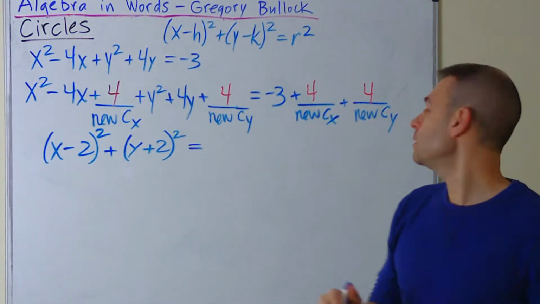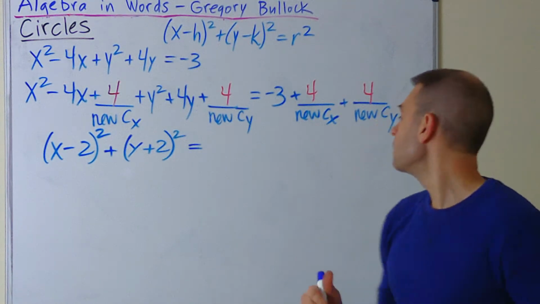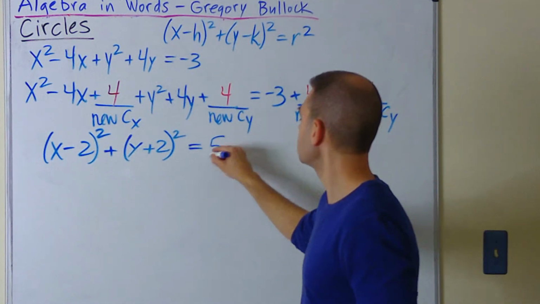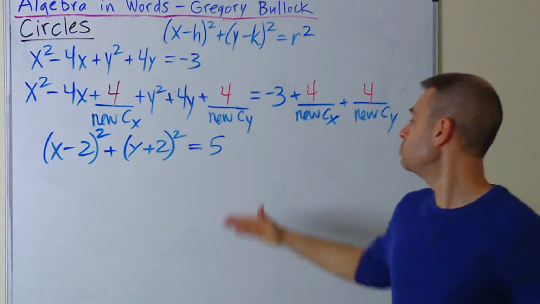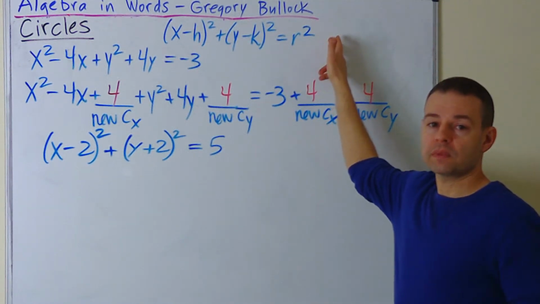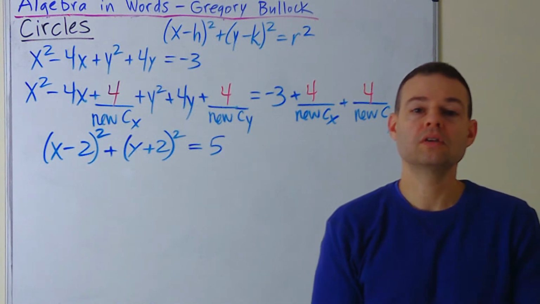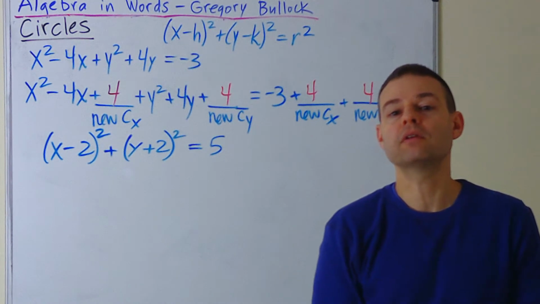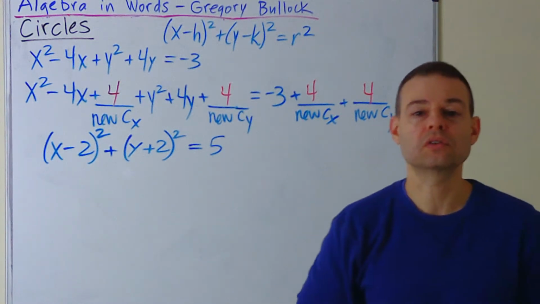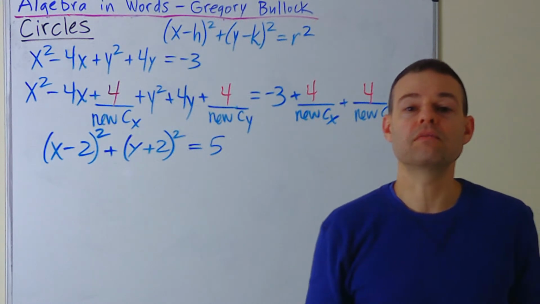And now on the right, we have negative 3 plus 4 plus 4. So if you think of 8 minus 3, we get 5. And now, if you look at this form, it should look familiar. Doesn't it resemble this? Yes. Now, this is the standard form equation for a circle. So with that transformative method of completing the square for the x's and the y's, we now have our circle in standard form. And now we can extract the center and the radius.